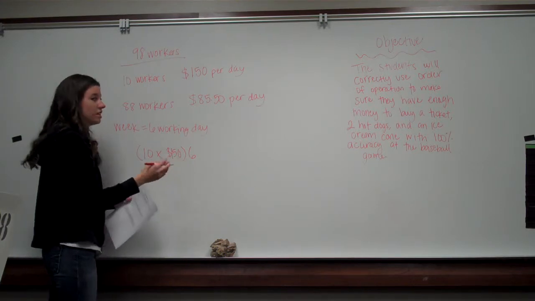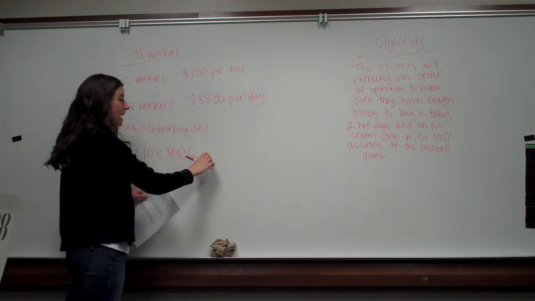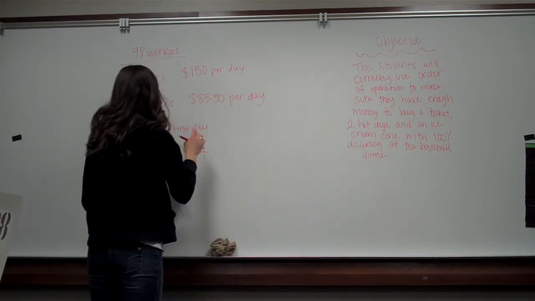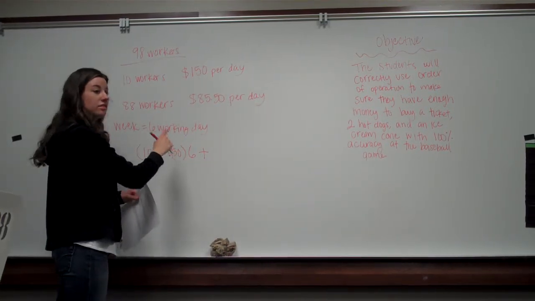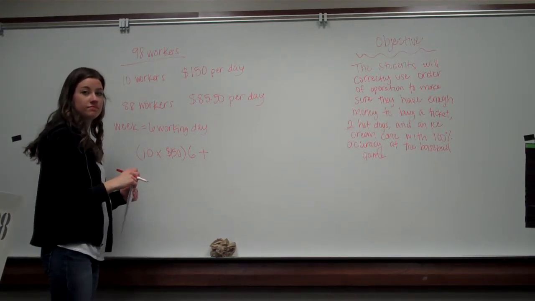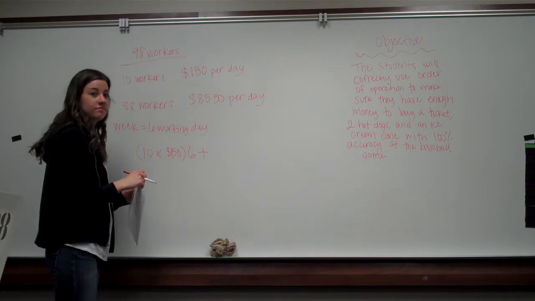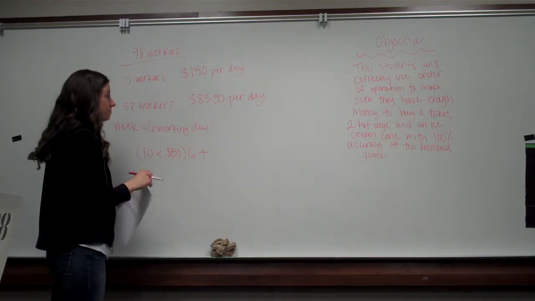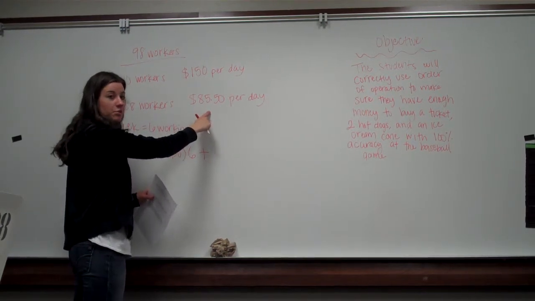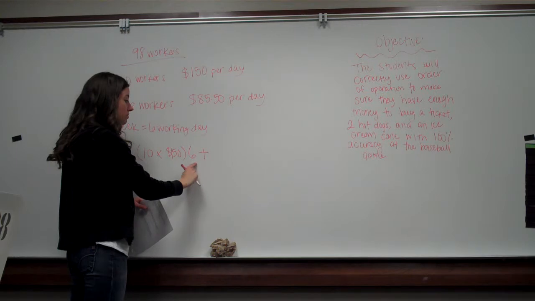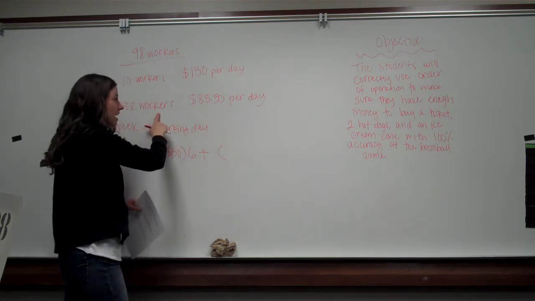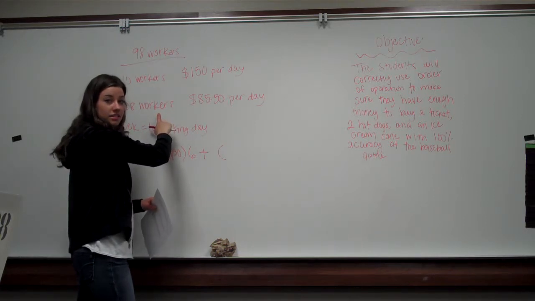Then for the second part, you have to add how much the second group is going to make. What would you do to set up this next part for the 88 workers? 88 times 6? You can do times 6, or you can do times the amount of money. We're going to do it by day, and then multiply by the number of days. So you do 88, and how much do they make a day? 85.50.